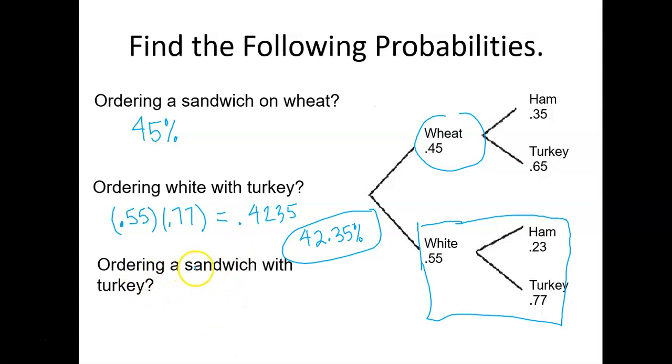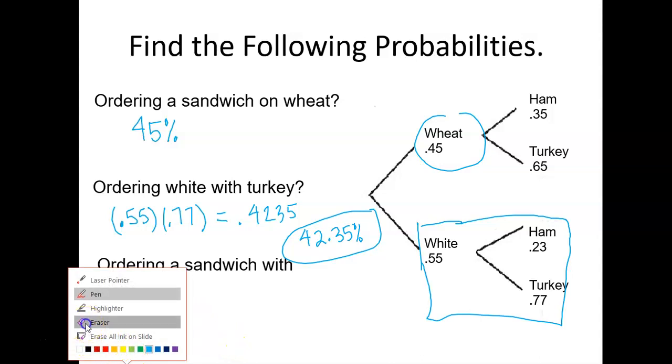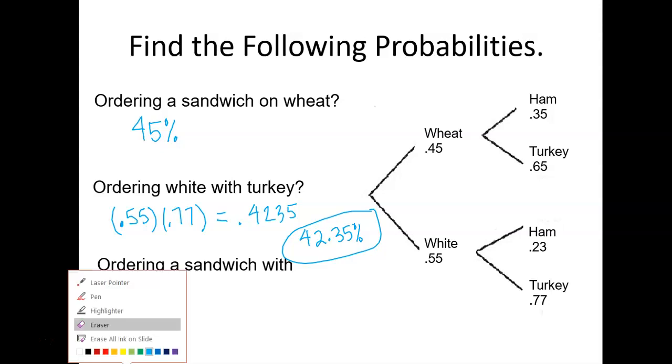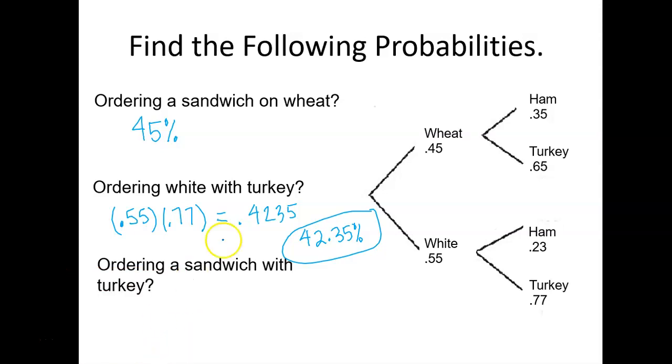Okay, what's the probability of ordering a sandwich with turkey? So now notice on this one, we have just the turkey, right? But it occurs twice here. So if we have to go on more than one branch to find both, then we're going to add them together. So we still use the multiplication rule on each individual branch, but if I have to go across branches, I will add those together.